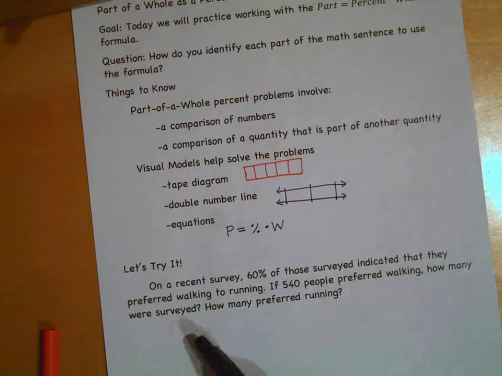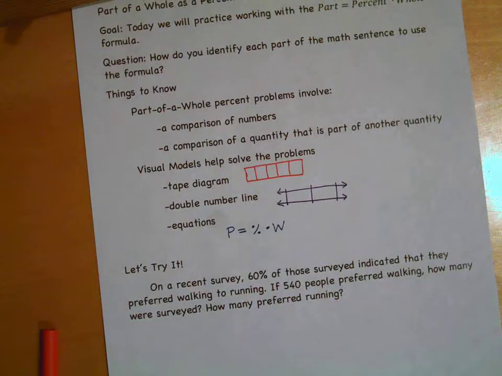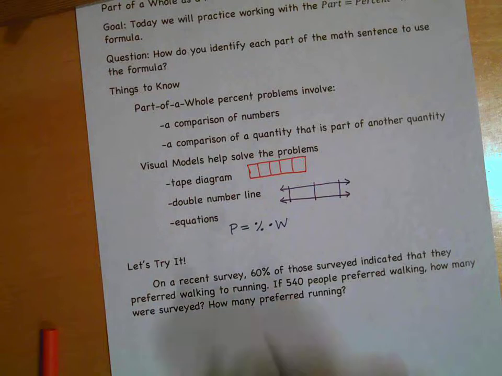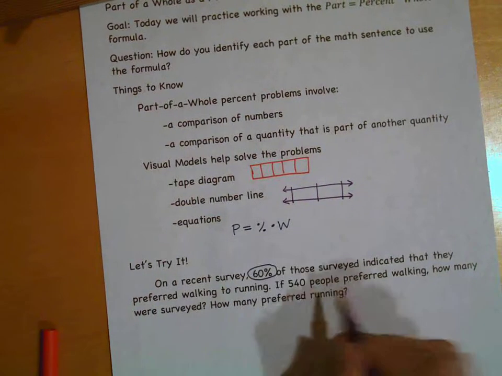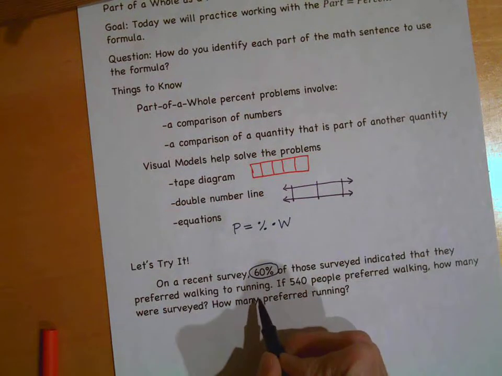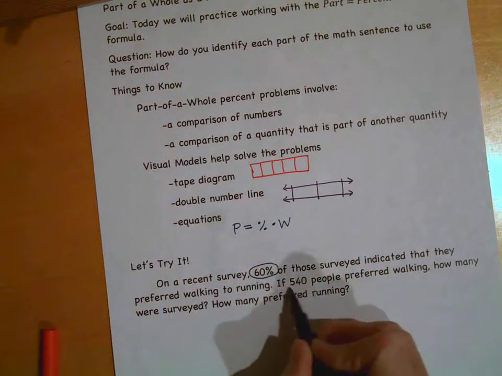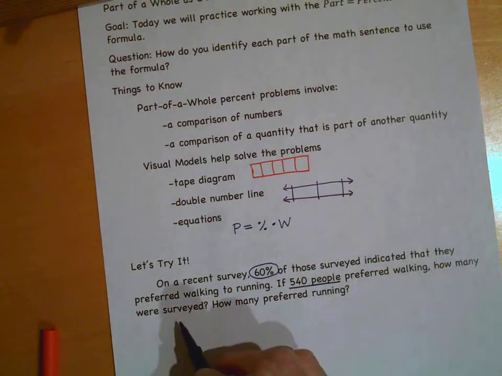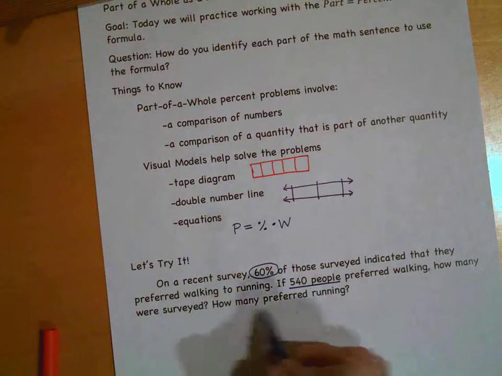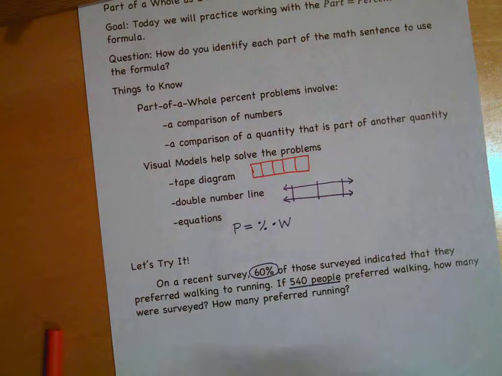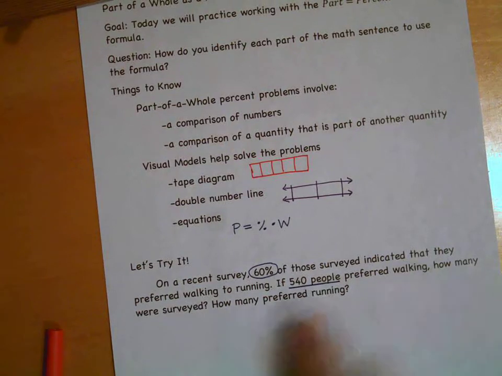Okay, so we read it once. We're talking about a survey. The survey was about walking and running, and now we've got to go back and read it again so that we can understand the quantities. On a recent survey, 60% of those surveyed indicated that they preferred walking to running. If 540 people preferred walking, how many were surveyed in total? How many preferred running? Okay, so what we're missing is we don't know what the total is, right?